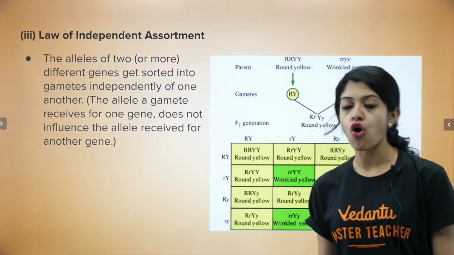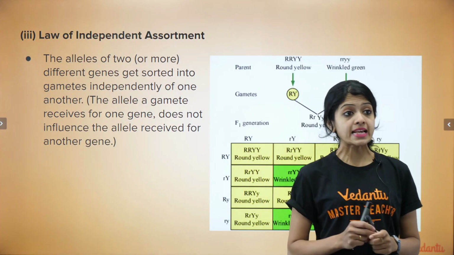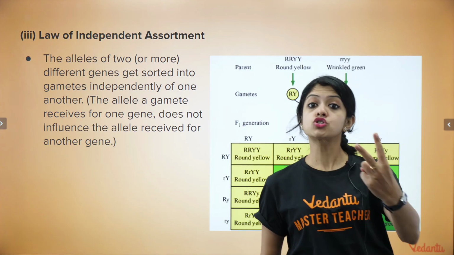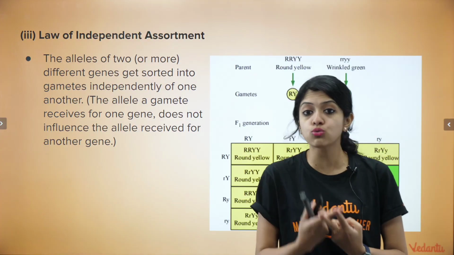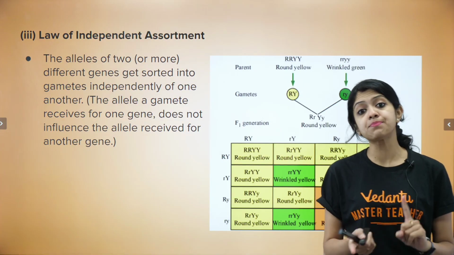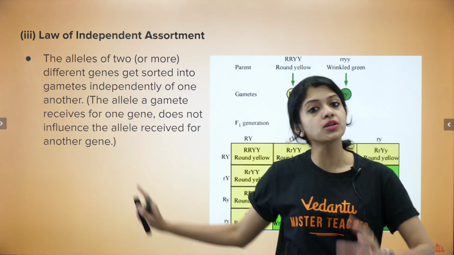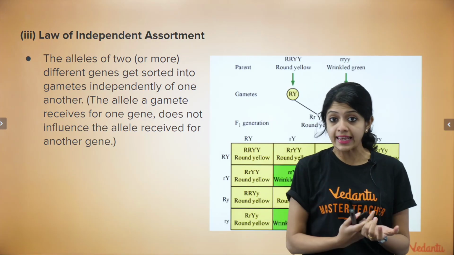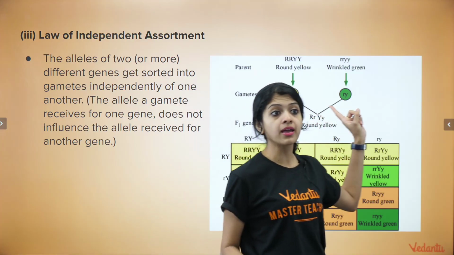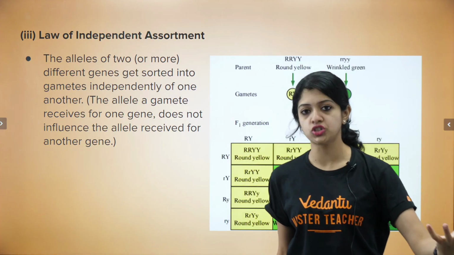Okay. Yes, so this is Mendel's dihybrid cross, based on which he proposed one more law that we call today as the law of independent assortment. And according to this, the alleles of 2 or more different genes, because we are talking about 2 genes at a time, inheritance of 2 genes at a time, they get sorted into gametes independently of one another. For instance, in brackets, I've given you the simpler version of this law. The allele that a gamete would receive for one gene does not influence the allele it receives for another gene.